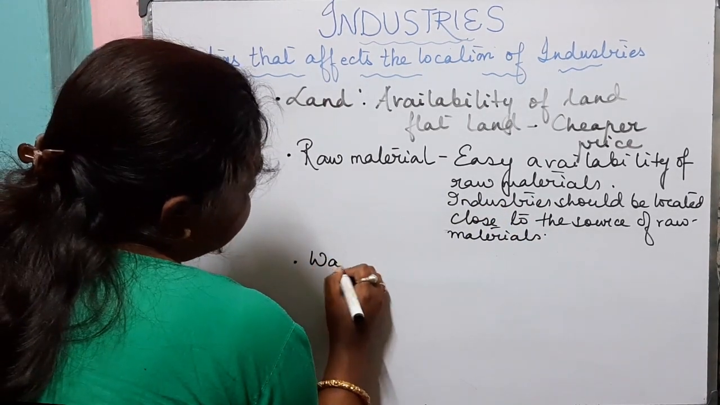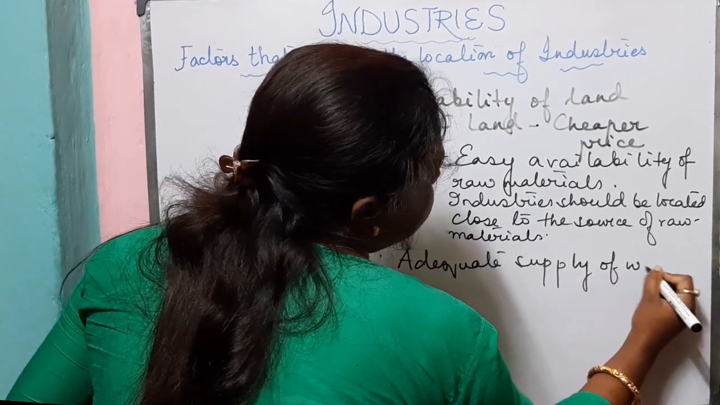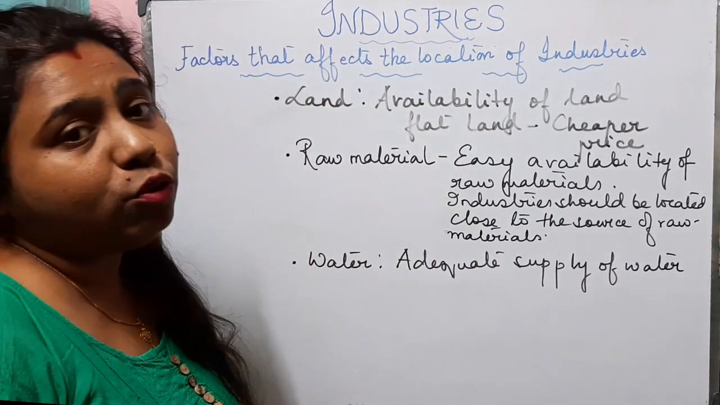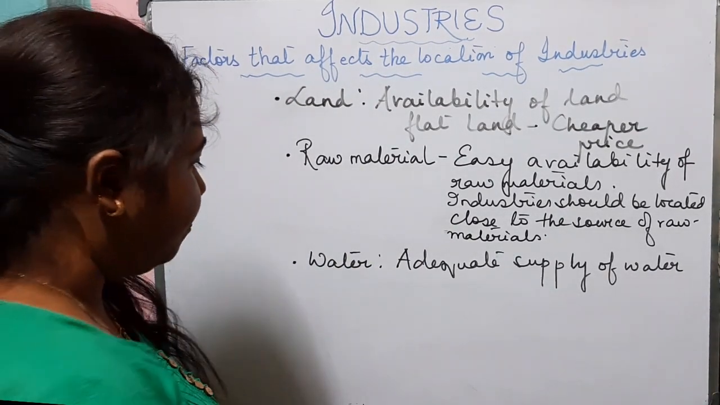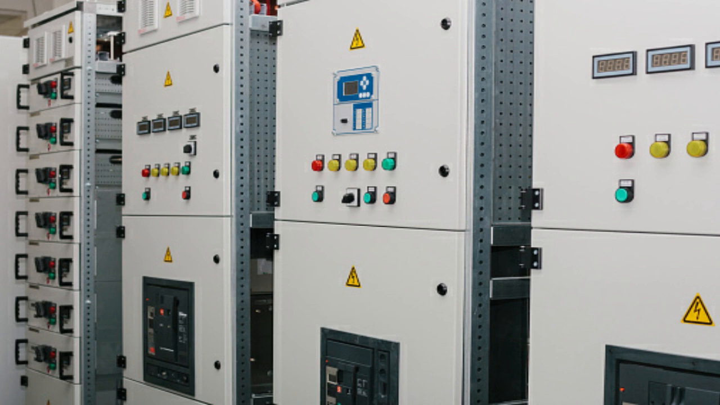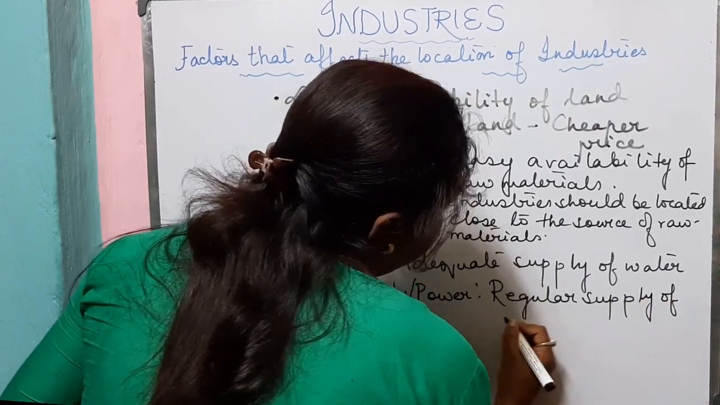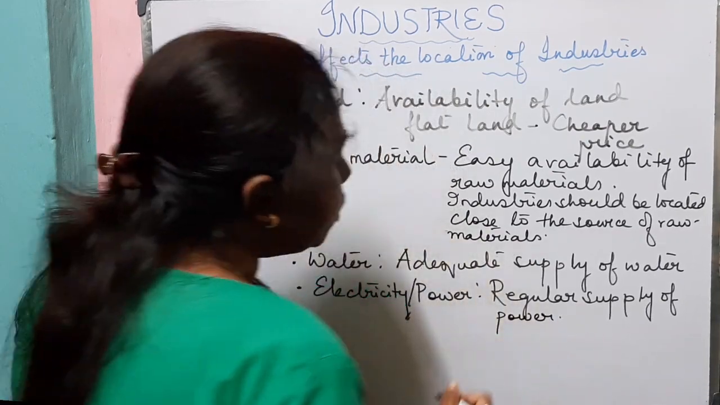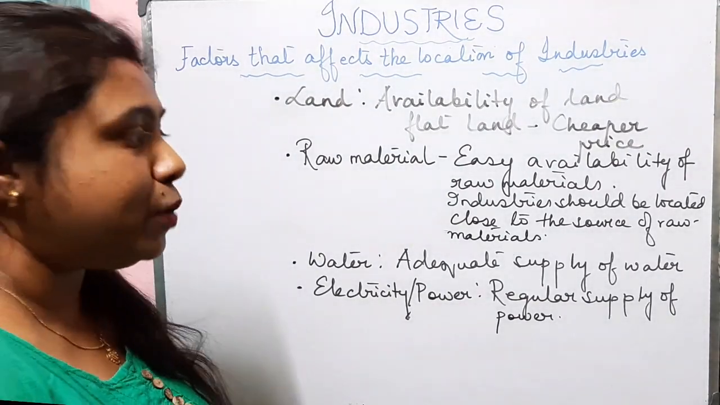After raw materials, industries need water. There should be adequate supply of water, because water plays a very important role in the manufacturing process. It is important for each stage of manufacturing. After water, we need electricity or power. So there should be regular supply of power. Without power, it is not possible to run the machine and it is not possible to run the manufacturing process.